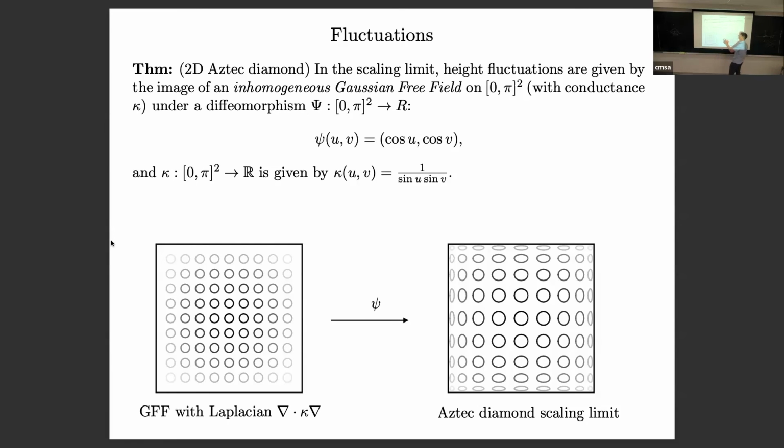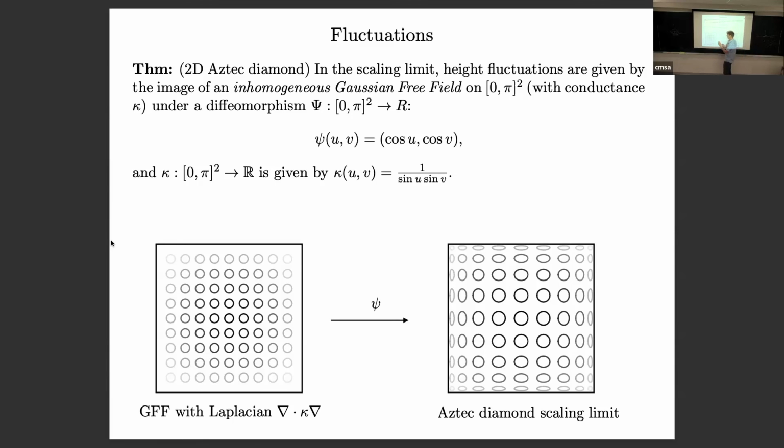So what I did was, this is just the Aztec Diamond again. I took the Aztec Diamond, rotated by 45 degrees, so it's in a square. In the scaling limit, let me just talk about the height fluctuations. Well, that's really all there is in this case. They're given by the image of a certain inhomogeneous Gaussian free field. Yeah, here's the Aztec Diamond. Here's the domain. So you start with a standard Gaussian free field on this domain with a standard conformal structure, but an unusual Laplacian, where the Laplacian has a varying conductance.